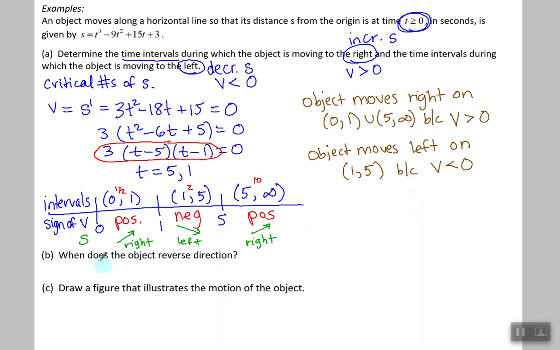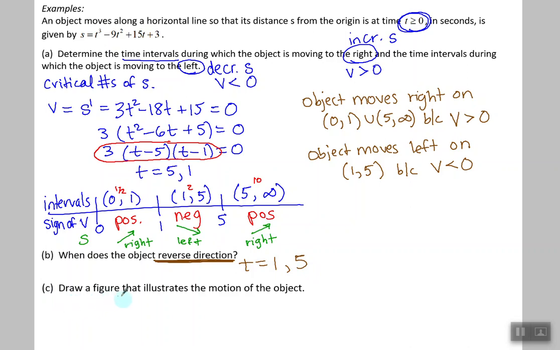B, when does the object reverse direction? So we simply look back to our sign chart and see changing position from moving right to moving left. That happens at t equals 1. And then changing moving left to moving right, that happens at t equals 5.